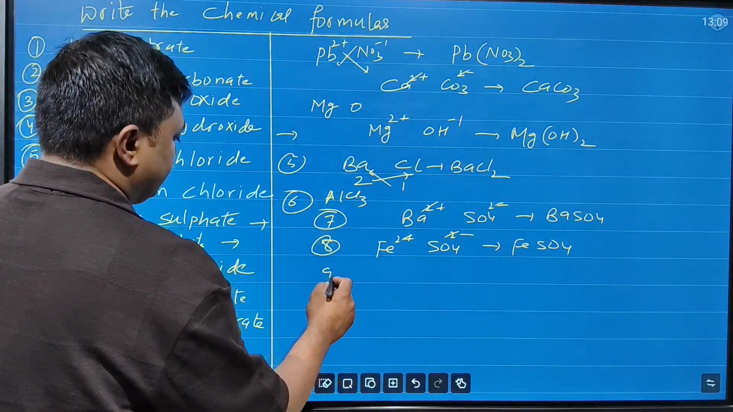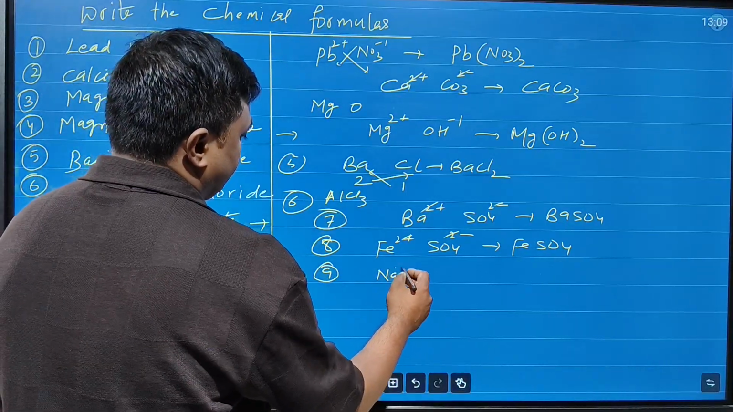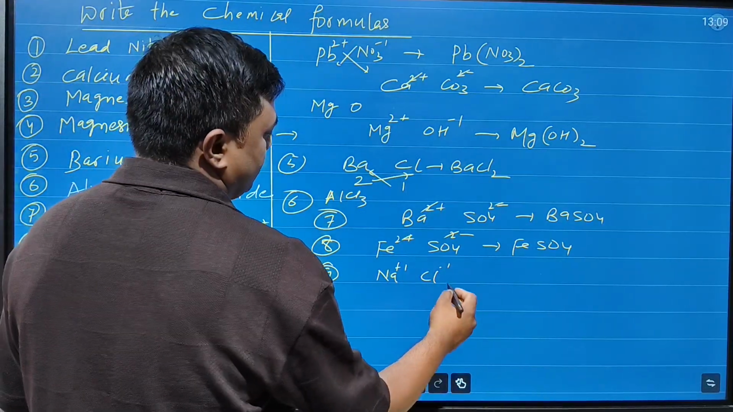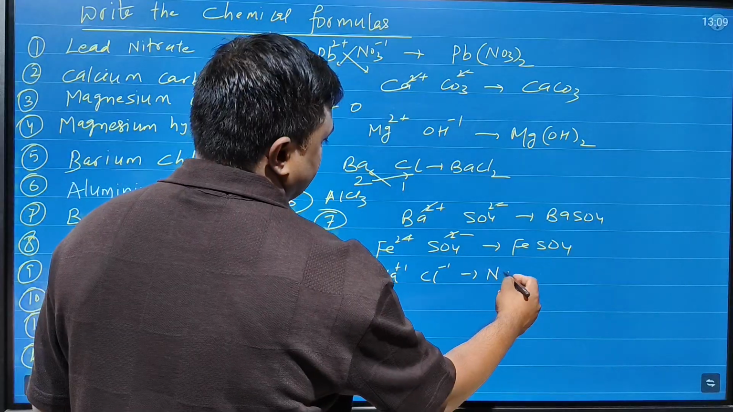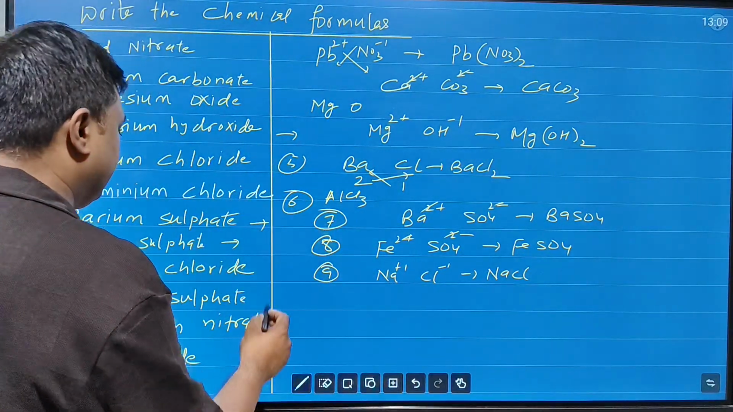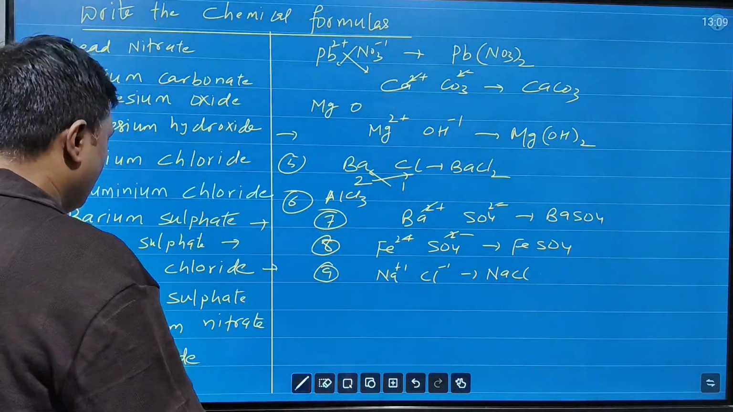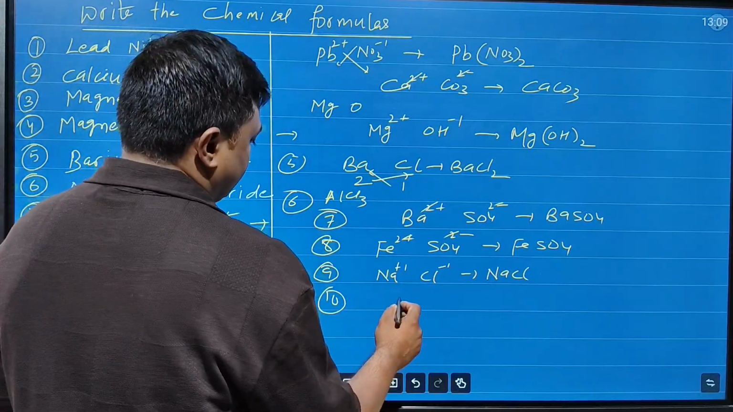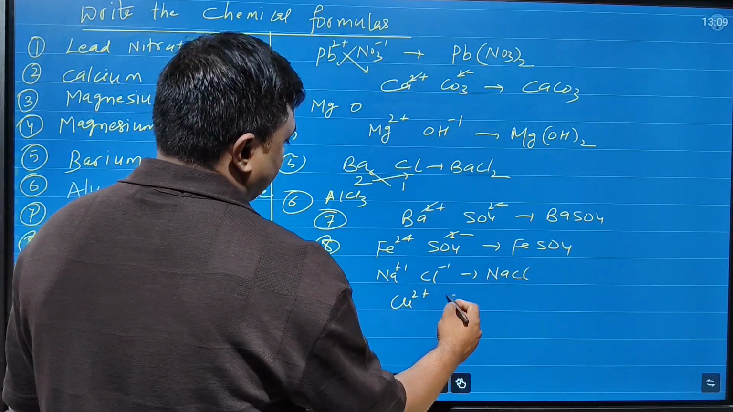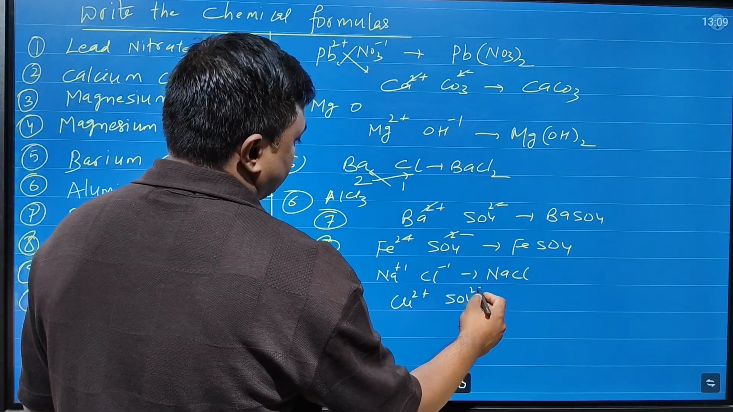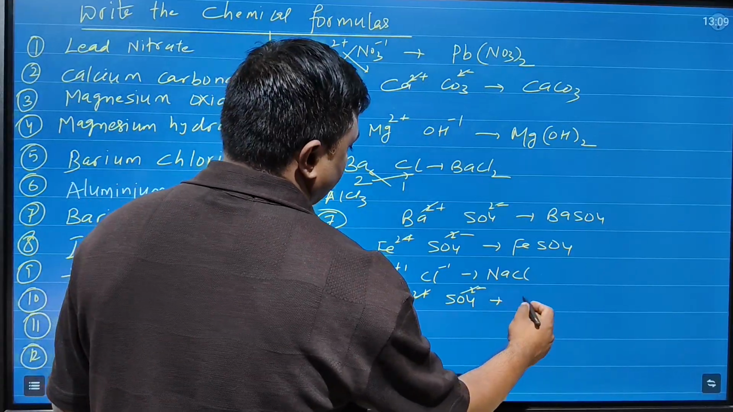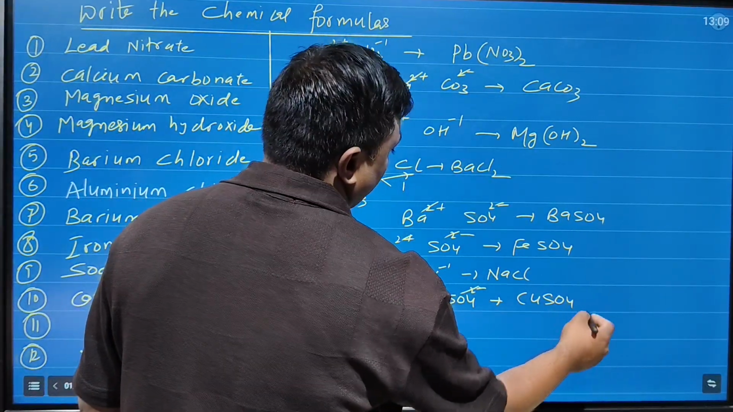Okay, sodium chloride. Sodium is what? Na plus 1, chloride Cl minus 1. Yes or no? So it is what? NaCl. Okay, that is a common salt. Okay, copper sulfate. Copper sulfate is what? Cu 2 plus, SO4 2 minus. Okay, so plus 2 minus 2 get cancelled. It is what? CuSO4. It is a blue color solution.